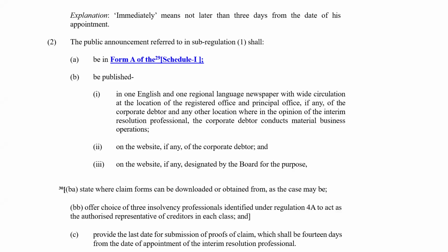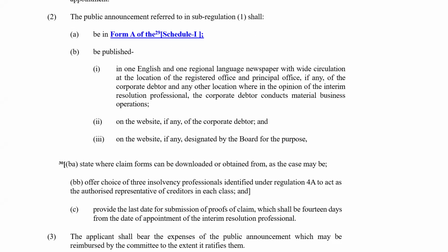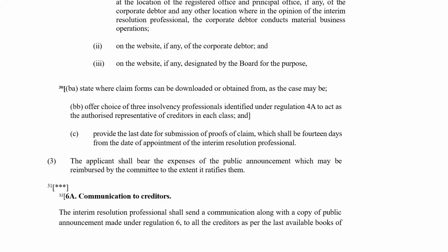On the website, if any, of the CD, and on the website, if any, designated by the board for the purpose. It shall state where claim forms can be downloaded or obtained from, as the case may be. Offer choice of 3 insolvency professionals identified under Regulation 4A to act as authorized representative of creditors in each class.